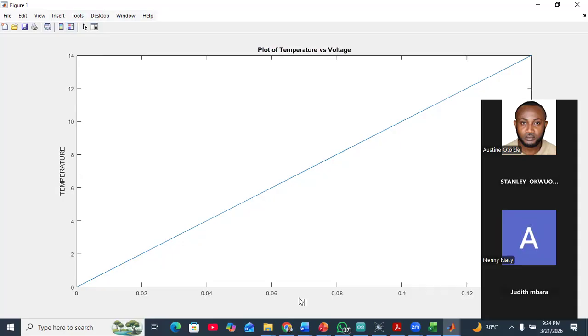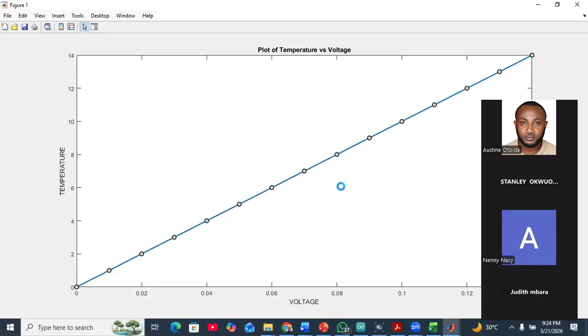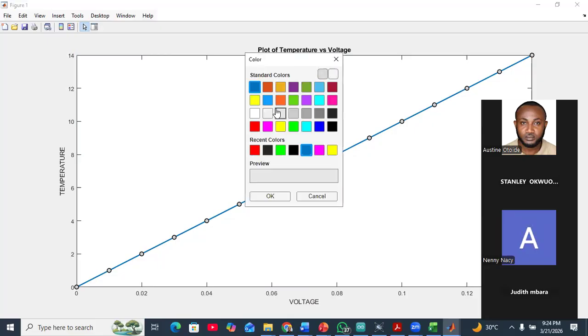Yes, sir. Now you can increase the size of this thing, and you can also change the color. Let's make it red. You can make it red. Okay.